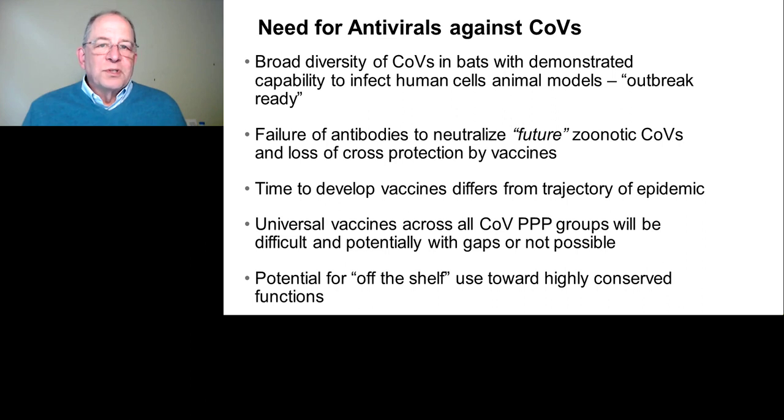Well, I think our real issue was the broad diversity of coronaviruses in bats with demonstrated ability to infect cells in culture, these outbreak-ready viruses. We've known this. And we've known some other things. We've known the failure of antibodies from one coronavirus to neutralize other coronaviruses. So human coronavirus antibodies don't neutralize SARS or MERS. Animal ones from different animal species don't neutralize the human ones.